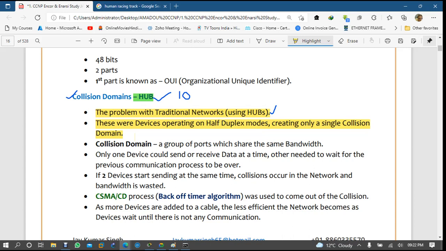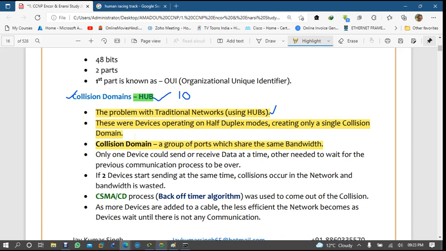And on some roads in Dubai, you'll find six cars can go at the same time. Okay, so those are known as multiple collision domains. Now, what is a collision domain? A group of ports which share the same bandwidth.